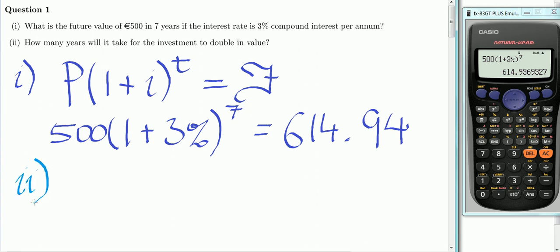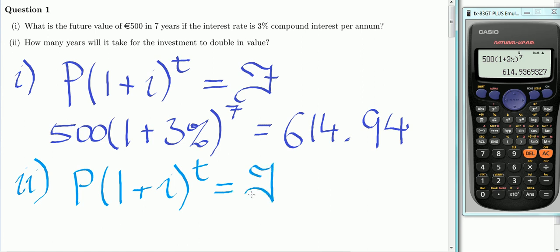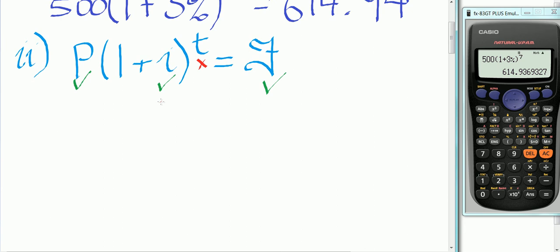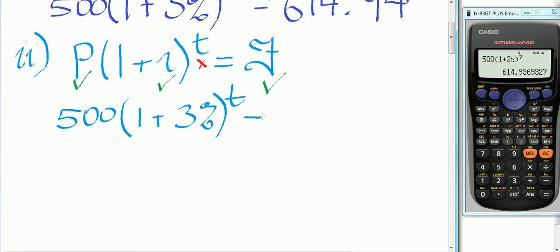So let's write down the formula again. We have P (1 plus i) up to the t equals the final value. Now remember, as I said, I know what I started with, 500. I know what I'm finishing with. Double the value means 1,000. I still know what the interest rate is, but I'm looking for the time. So let's sub everything in again that we know. We have 500 (1 plus 3%) up to the t equals 1,000.